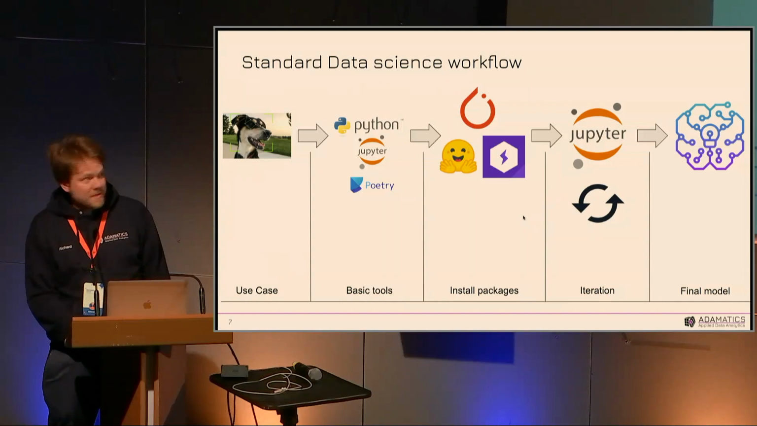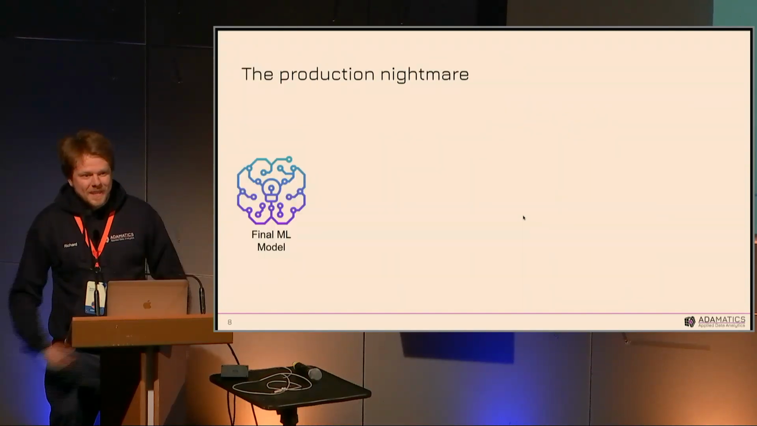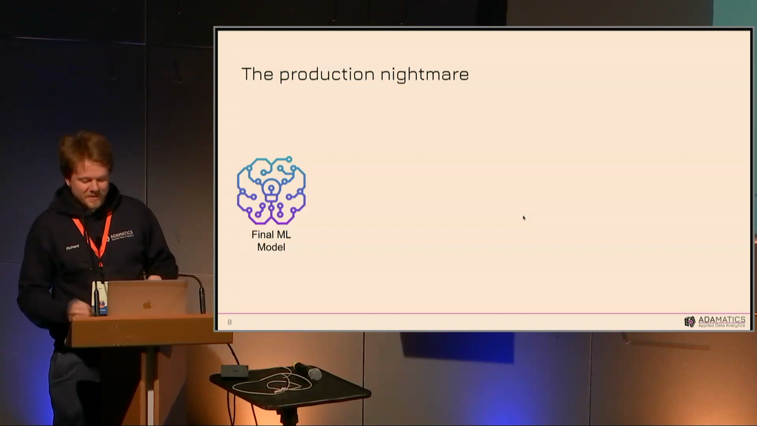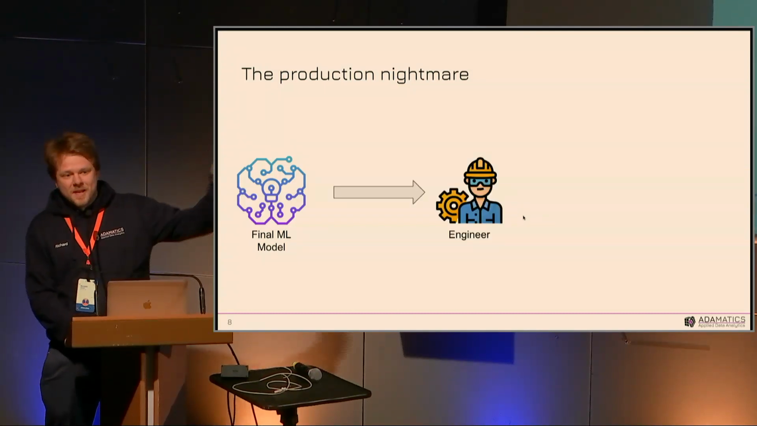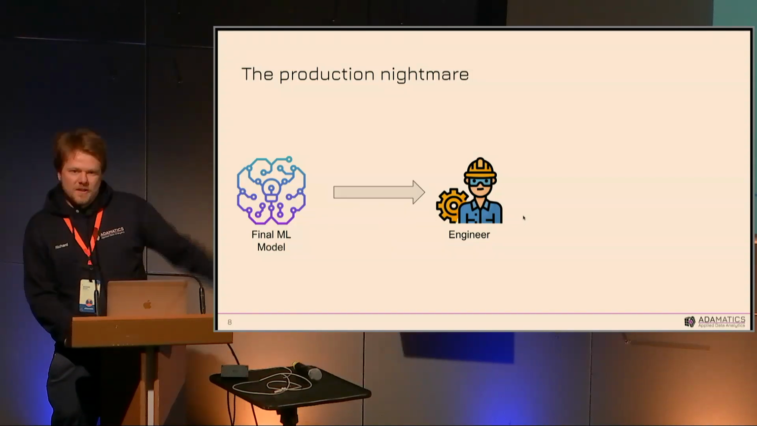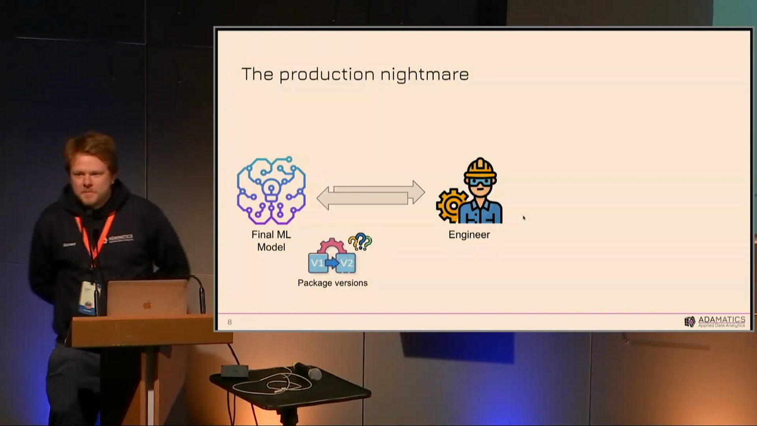All right, what's the next step? Let's put it into production. And this is something we call the production nightmare, because then you come with this artifact of the model to the engineer and tell him, please put this into production. And the engineer comes back, okay, so what are the package versions you've used?